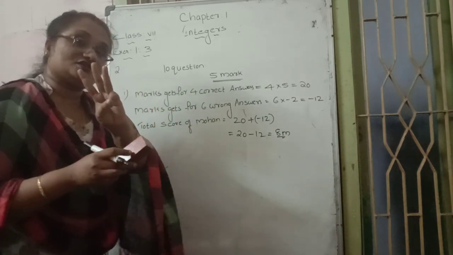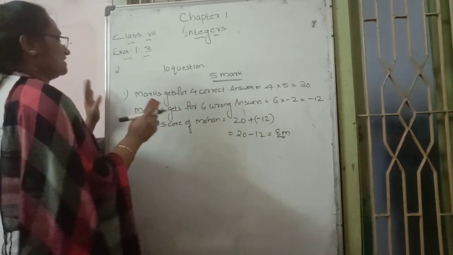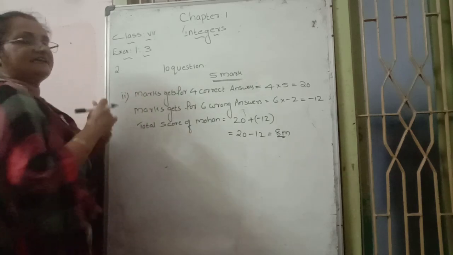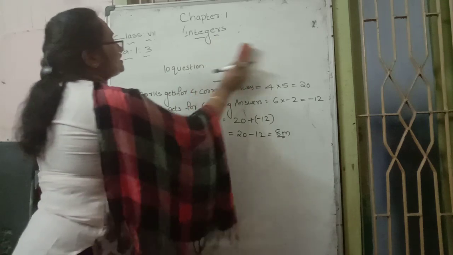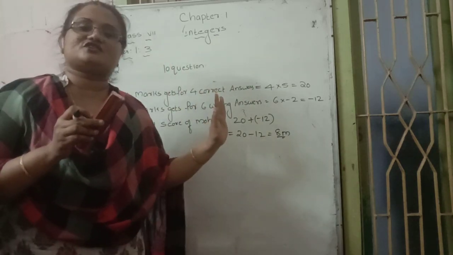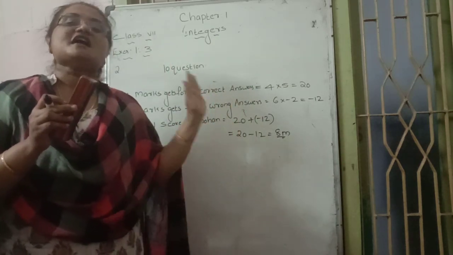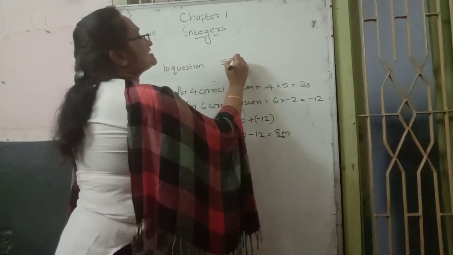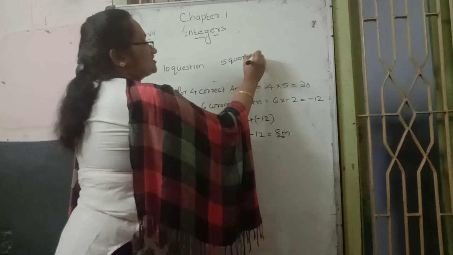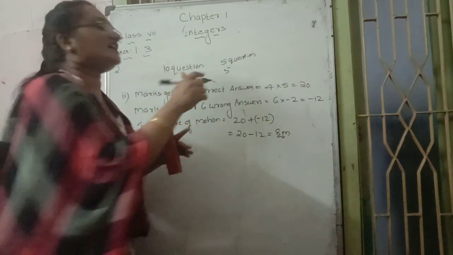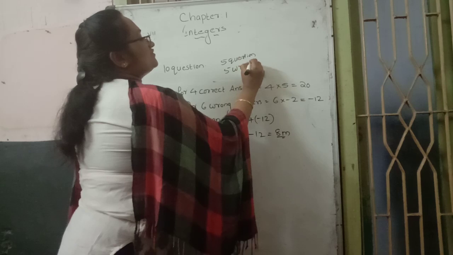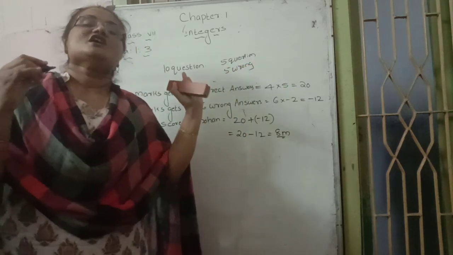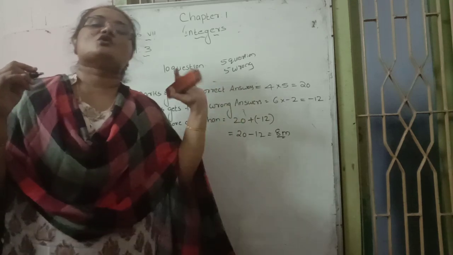Here there are 3 parts of this type. The first part is completed. Next, the second part tells about a girl. She also attempted 10 questions. There are 10 questions in the question paper, and she attempted all 10. Of those, 5 questions are correct and the remaining 5 questions are wrong. The question asks what is the total score of that girl, whose name is Reshma.